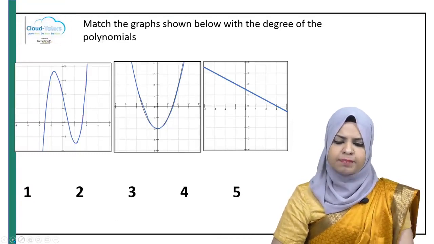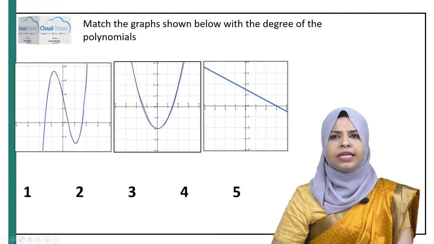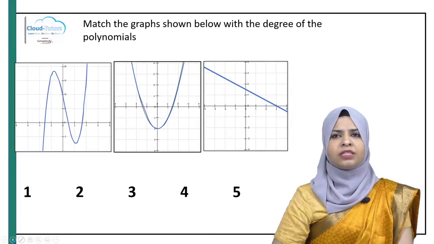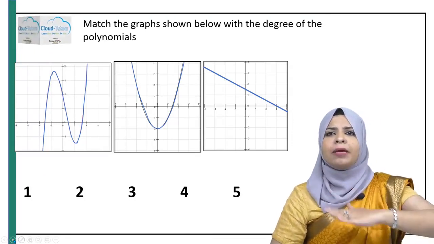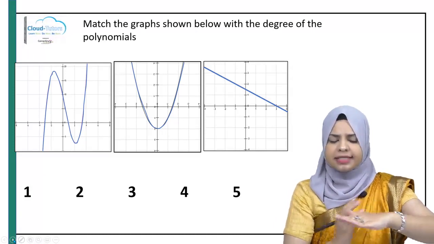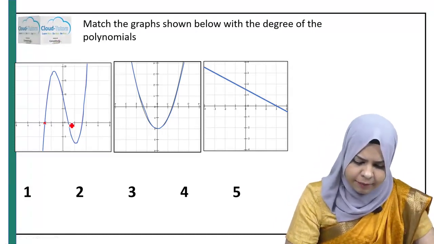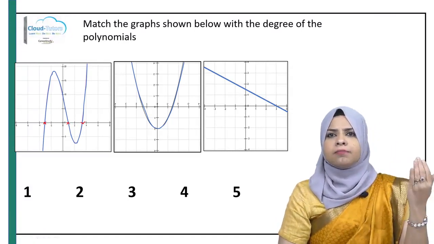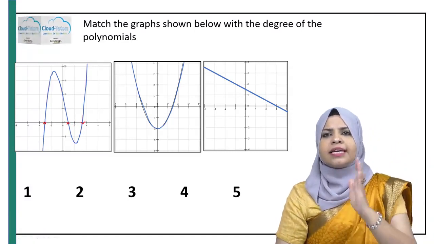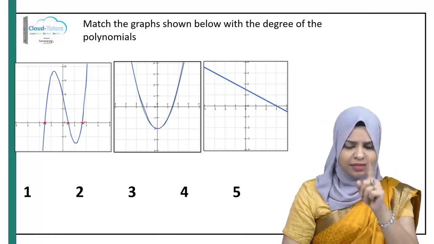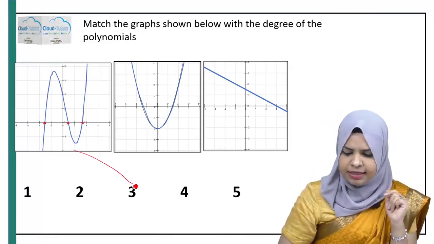Okay. Here let us match the graphs shown below with the degree of the polynomials. As I said, what is it that you need to see in a graph? At how many positions is the graph cutting or crossing over the x-axis? Here it is 1, 2 and 3. So when a graph is crossing over the x-axis 3 times, what does it mean? The degree of the polynomial is 3. Very good.